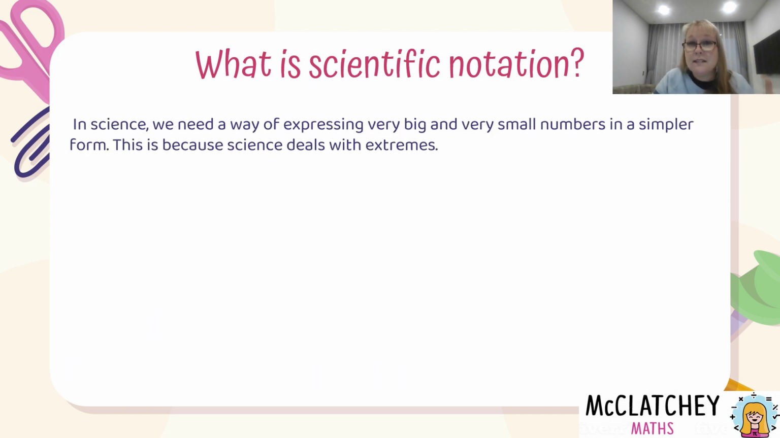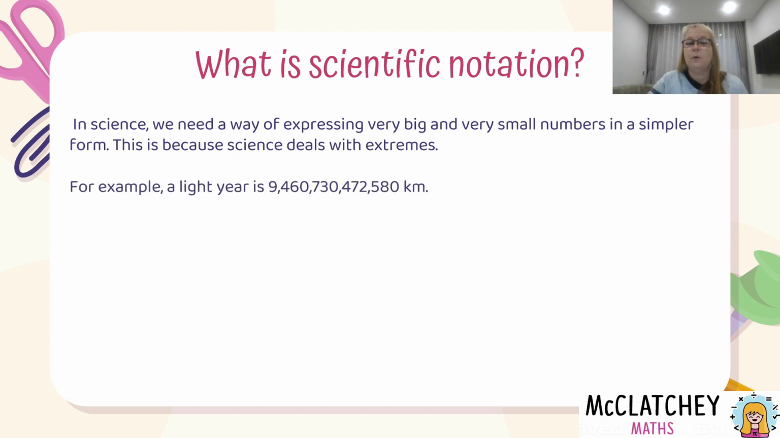Now in science, we often deal with some really big numbers and some really small numbers, and we need a way to write those in much simpler form. One of the reasons for this is that science deals with a lot of extreme values. For example, if you think about a light year. Now, I'm not even going to try and say that number. I think it's in trillions of kilometres, but it's a very, very big number.